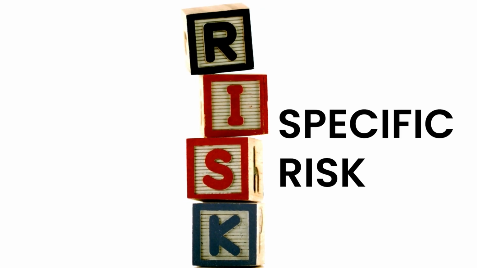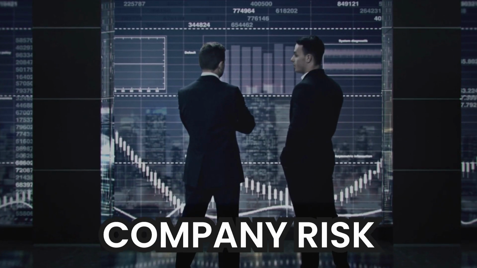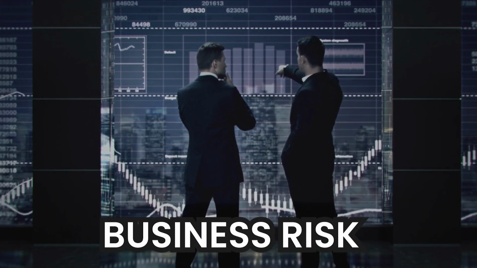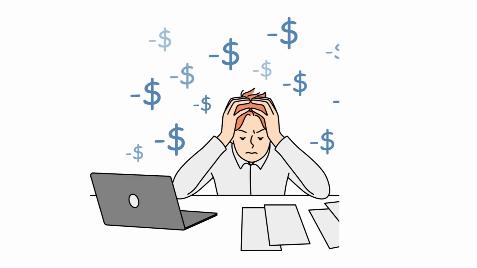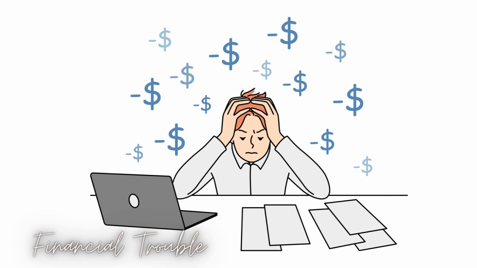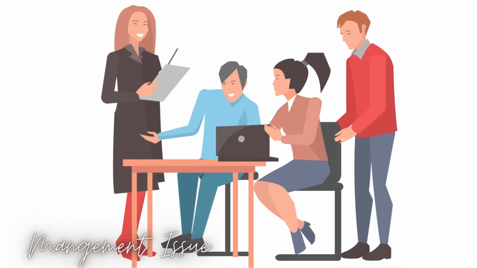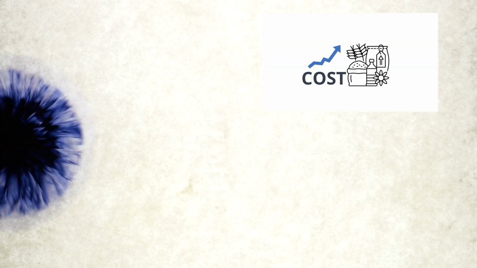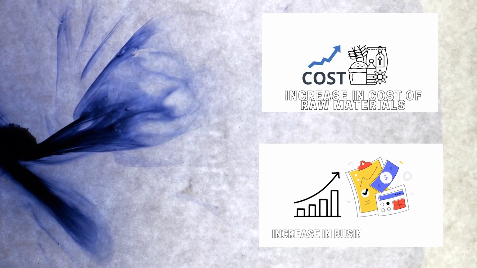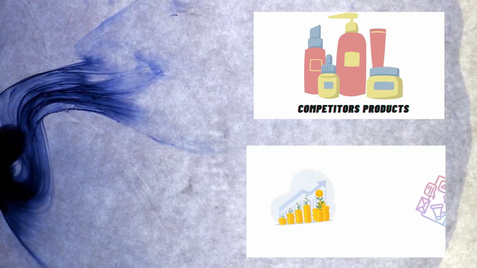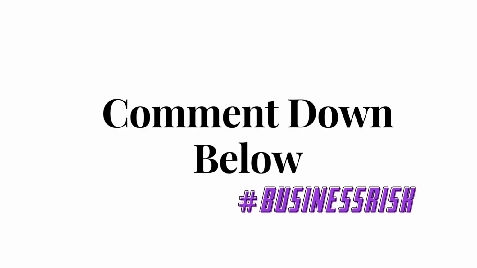Now let's move forward. The second type of risk associated with investment decisions is specific risk, which is also known as company risk or business risk. It pertains to an individual company's performance, including financial troubles or management issues. Some of the key reasons behind specific risk are increasing cost of raw materials, increasing business expenses, introduction or positioning of competing products, and increasing marketing or distribution costs. Comment down below with hashtag business risk and let us know if you are missing out something from this list.